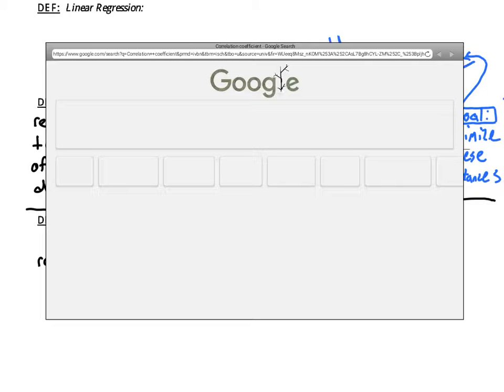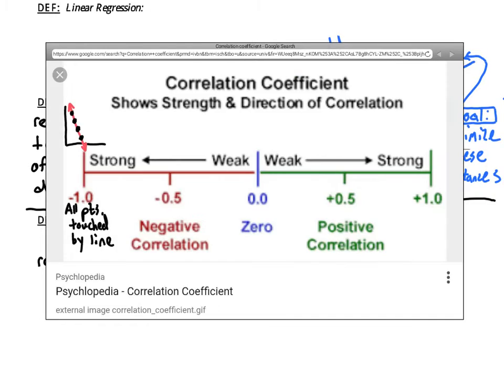So I went ahead and pulled up a diagram that I just searched for on Google, which gives the continuum of the correlation coefficient, and it does a good job of explaining what a correlation is in terms of the R value. So please do me a favor and copy down this continuum with its labels somewhere, maybe on the back of your notes, or if you need a separate sheet, go ahead and do that.